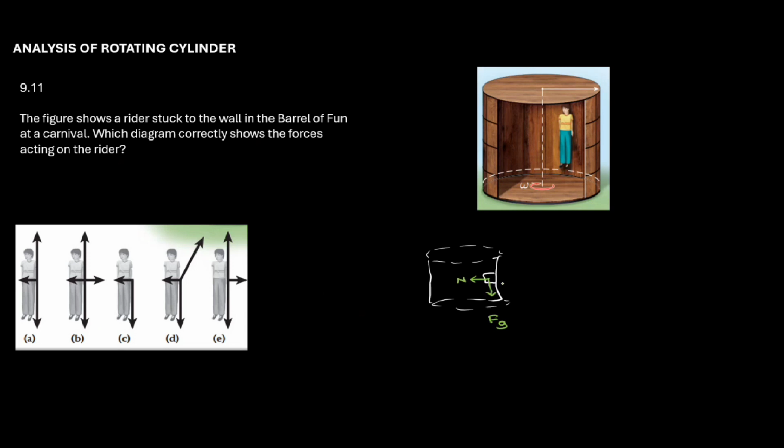Now the rider is stuck on the wall. But you have the force due to gravity acting downward, which can try to pull the rider down. Which force will prevent the rider from falling? Since the rider is stuck on the wall, it is the friction between the rider and the wall that prevents the rider from falling down. So next I have the force of friction, which acts opposite to the force due to gravity. So when you look at the diagram of the forces, it looks like this, which is option A in your answer. So the correct answer to question 9.11 will be option A.